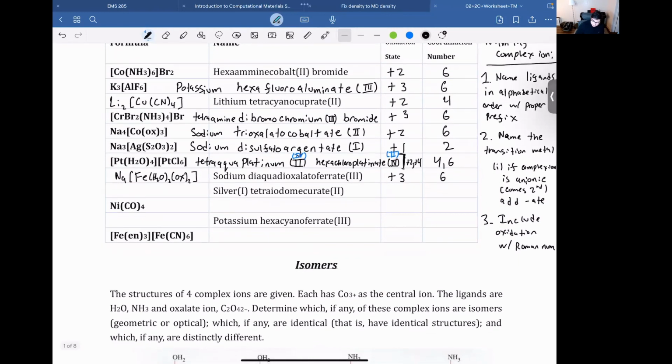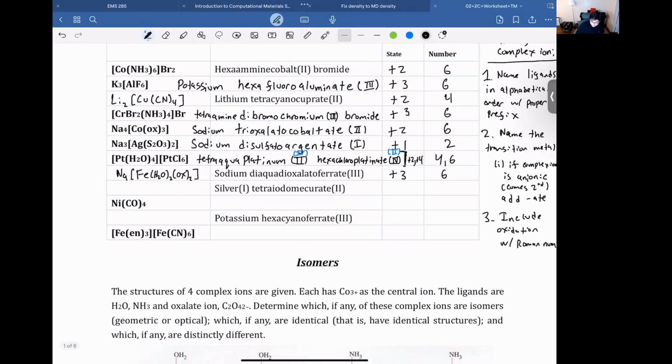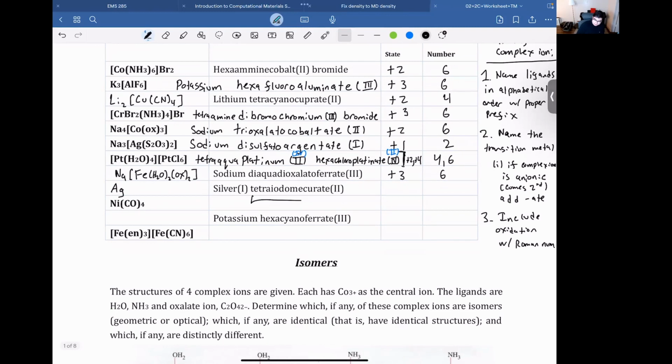All right, moving on. We have silver 1 tetraiodo mercurate 2. So we have silver. Silver is not part of the transition metal complex, right? That's just this thing, or transition metal complex ion is a better word.